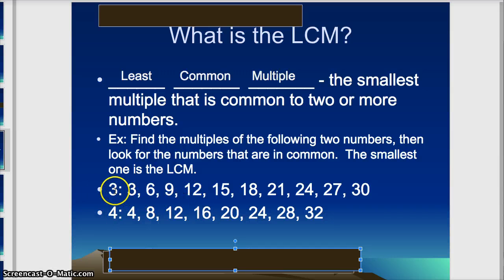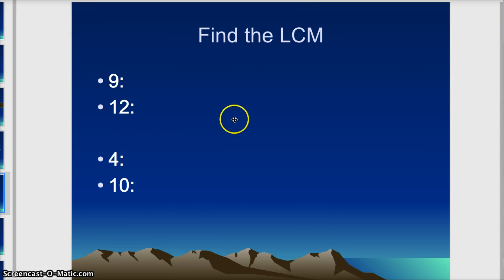So if I have a denominator of 3 and a denominator of 4, I'm trying to add them, I can't do that until I get a common number. So that's why I would use 12. All right, let's have you practice some.